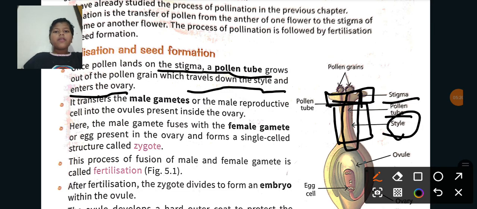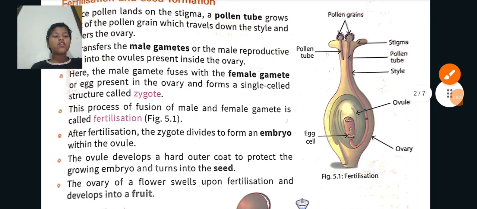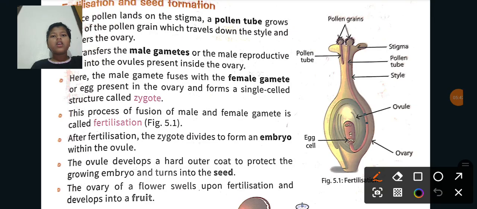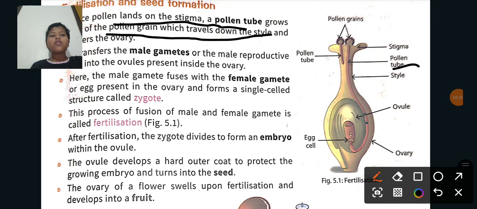It enters the ovary. Do you know where the ovary is? It's down below, over here. And when it enters the ovary, then all the magic happens there. Once pollen lands on the stigma, a pollen tube grows from the pollen grain down the style and enters the ovary. Here you can see this whole thing is known as the style.